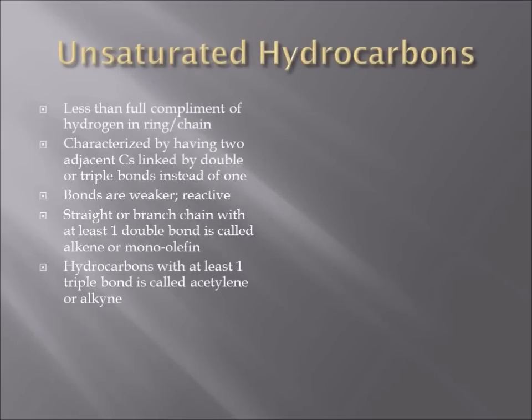On the other hand, unsaturated hydrocarbons refer to those that do not have a full complement of hydrogen in their rings or chains. Unsaturated hydrocarbons are characterized by having two adjacent carbons linked by a double or triple bond instead of a single bond. These bonds are actually weaker, making unsaturated hydrocarbons more reactive than saturated ones. Straight or branched chains in an unsaturated hydrocarbon with at least one double bond is called an alkene or a monoolefin. Hydrocarbons with at least one triple bond is called an acetylene or an alkyne.